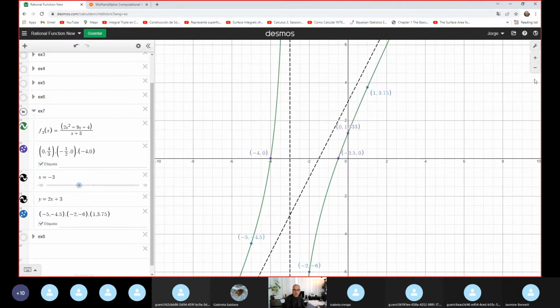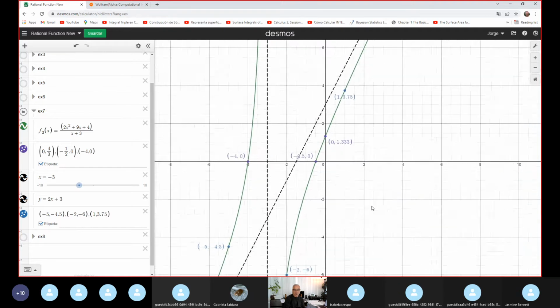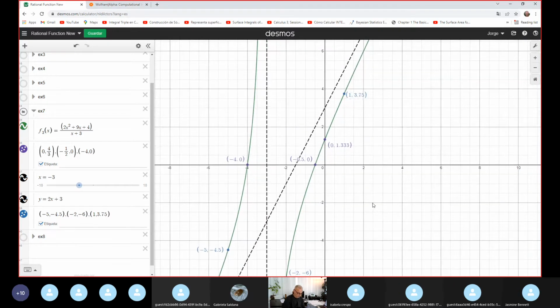Let me zoom in both directions. Super cool. Super cool or no? No? Clear? Confusing? Clear. Good. Very good. One more example, and that's it for that part.